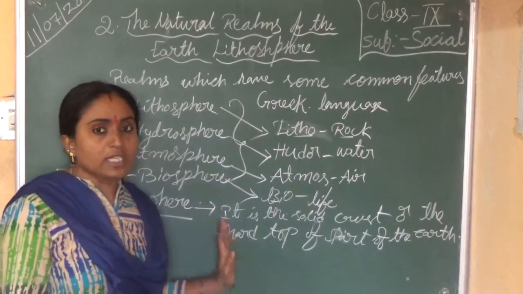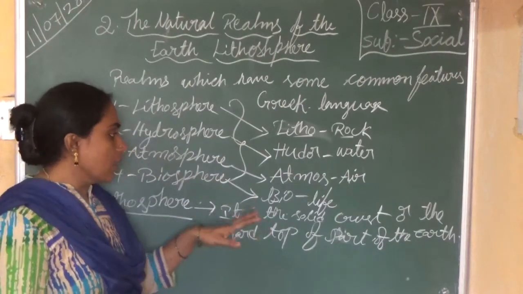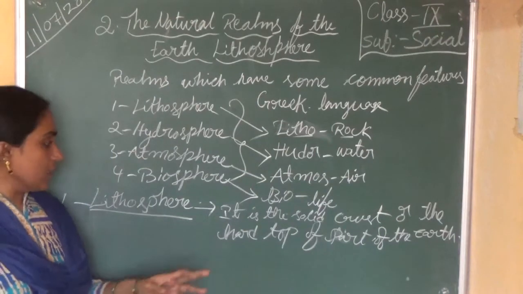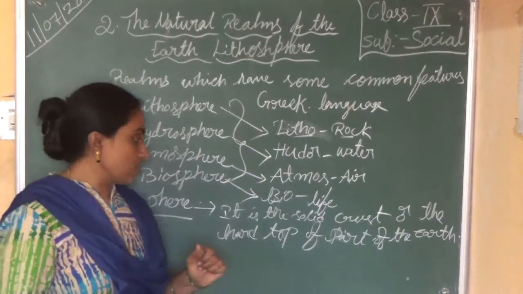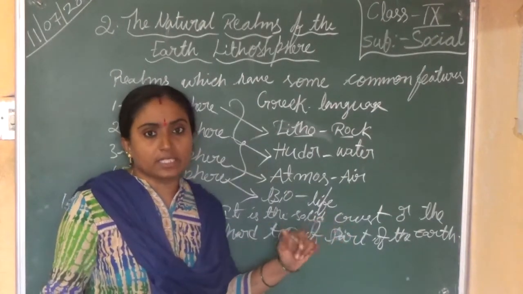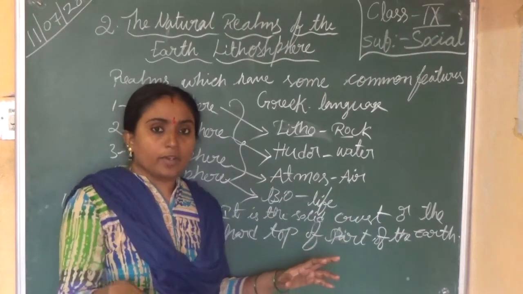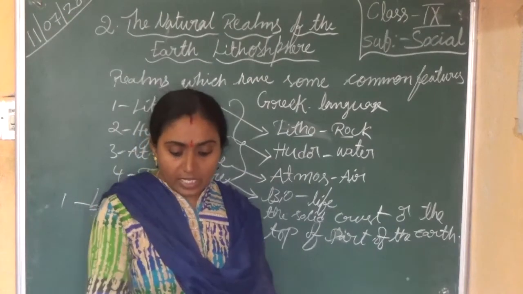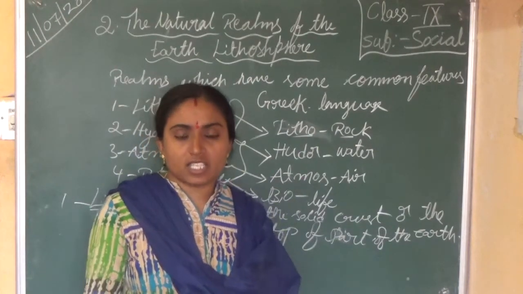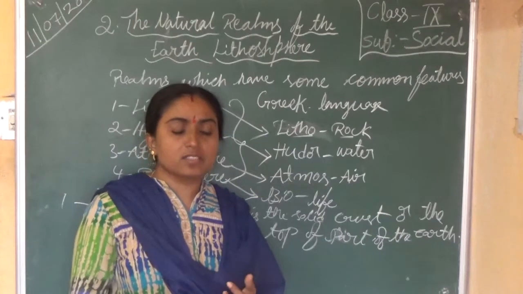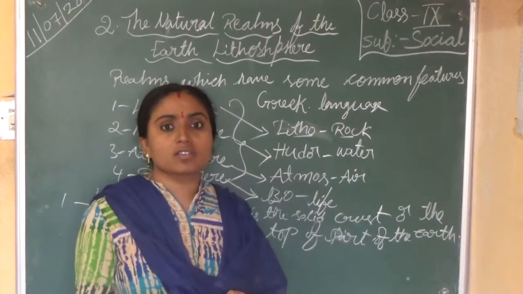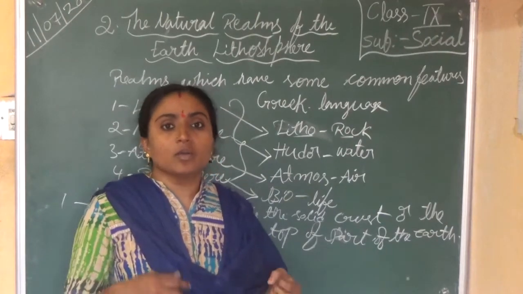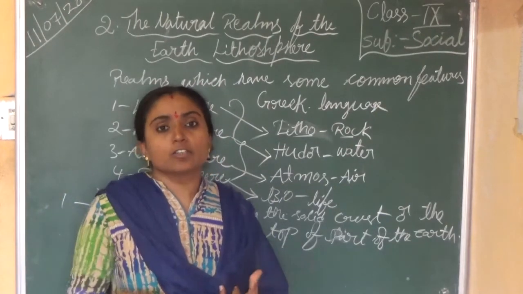Lithosphere means what? It is the solid crust or the hard top part of the earth. See, we are standing on the earth. This is very hard. In this lithosphere, we have some rocks, small rocks, big rocks, mountains. All this we have in this lithosphere.